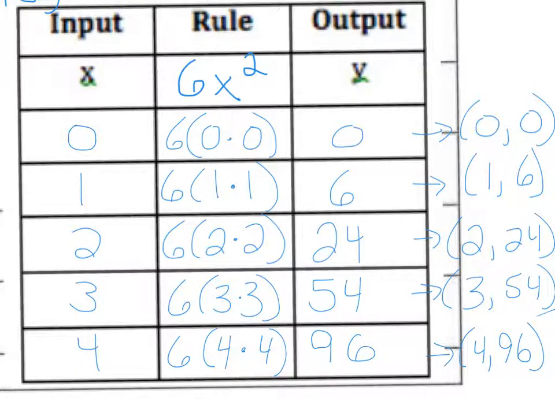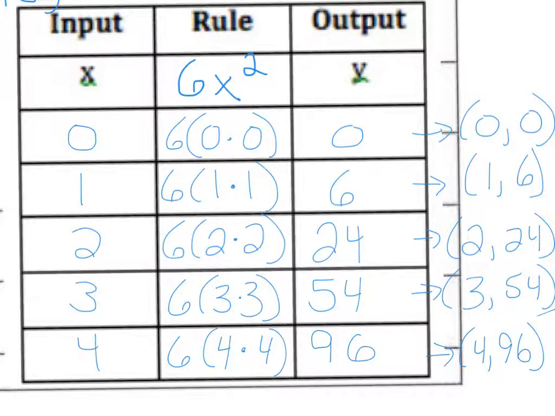All right, so look at this. As x increased by 1, y was increasing by, look at this, I went from 0 to 6 to 24 to 54 to 96. The numbers were getting big really fast, and that's because I had this x squared.